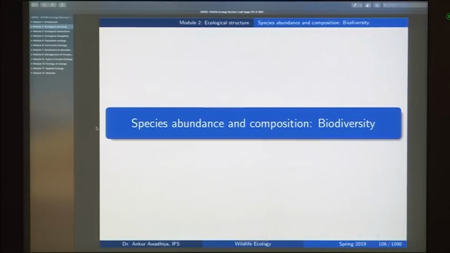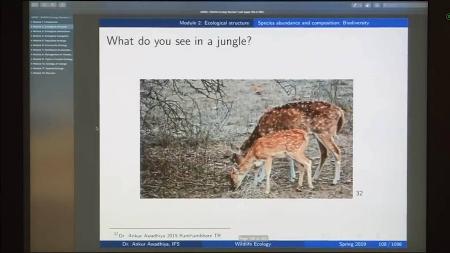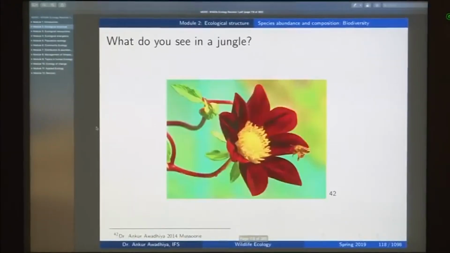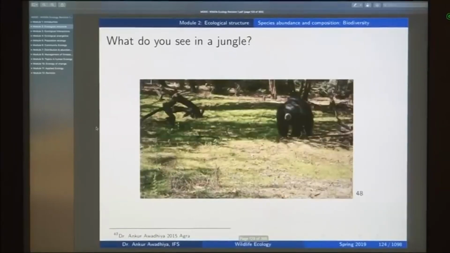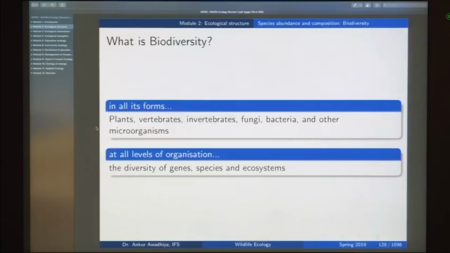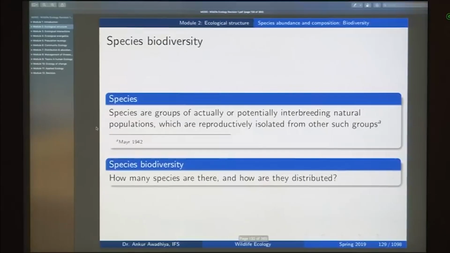Next we looked at biodiversity. So, we looked at different things that we are seeing in a forest, and all these different organisms are examples of biodiversity. We define biodiversity as the variety of life in all its forms and all the levels of organization. When we say all its forms, we have plants, animals, vertebrates, invertebrates, fungi, bacteria, microorganisms, everything put together is biodiversity, and at all different levels. So, you have diversity at the level of genes, at the level of species, at the level of ecosystems.